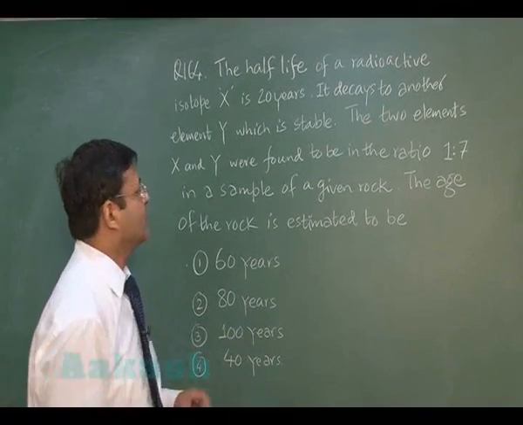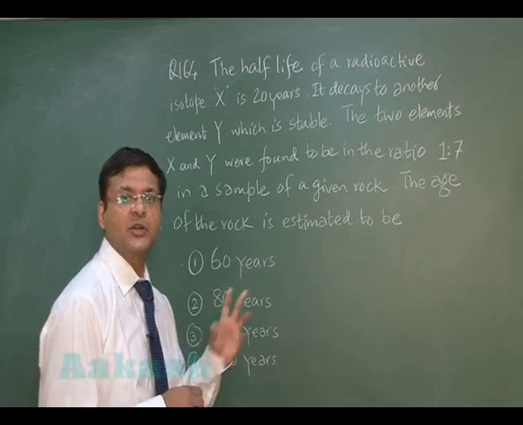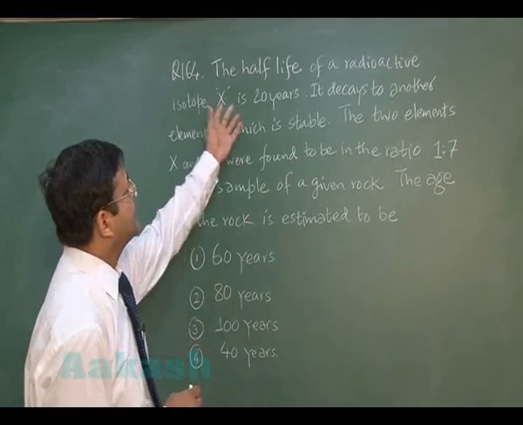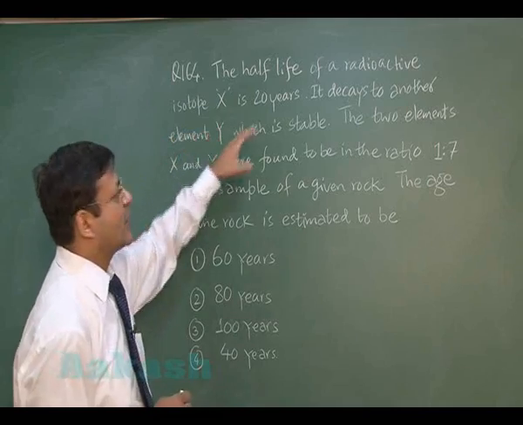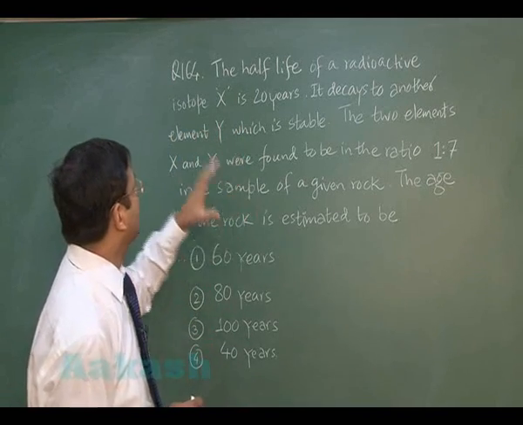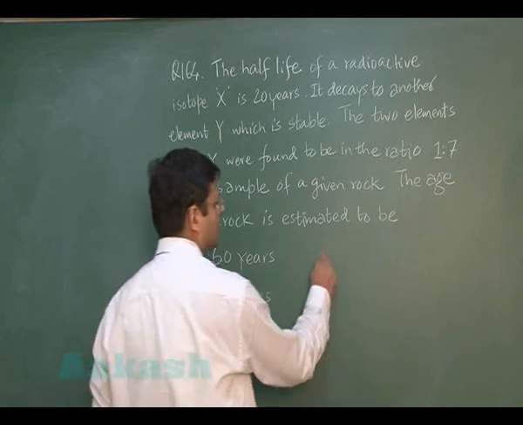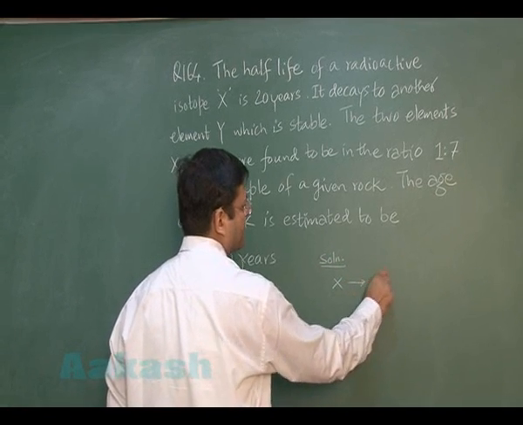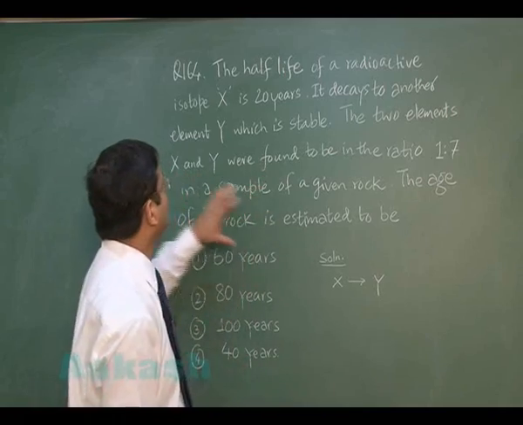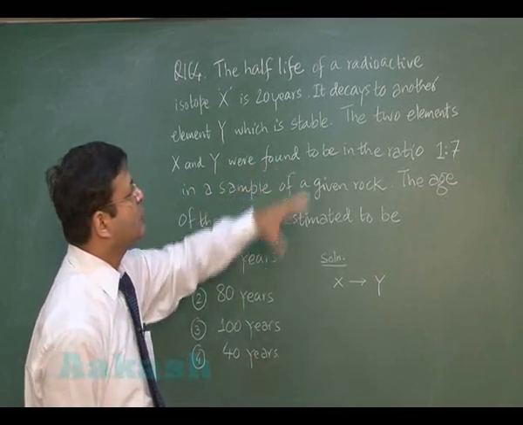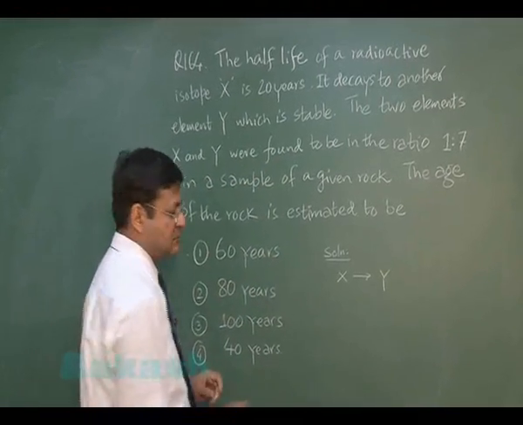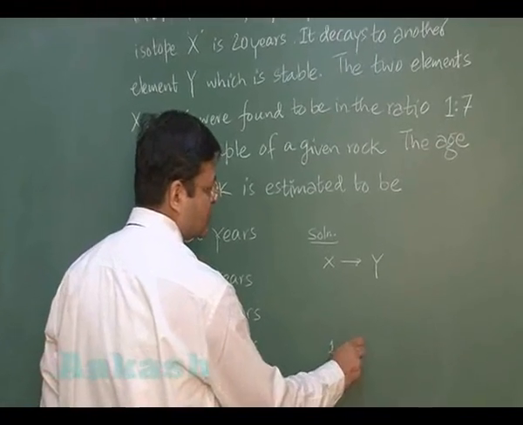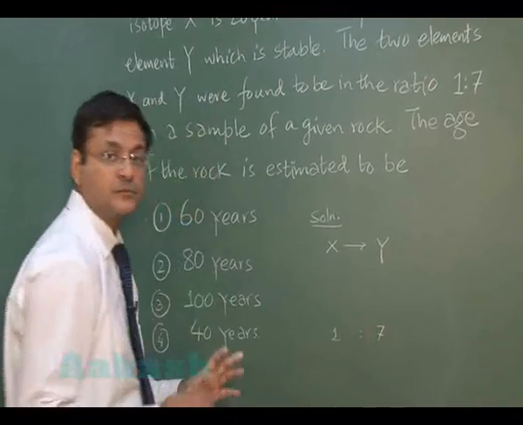In the next question 164, which is based on radioactive decay, it says that the half-life of a radioactive isotope X is 20 years and it decays to another element Y. You see here the situation is that X is getting decayed into Y. The two elements X and Y were found to be in the ratio 1:7.